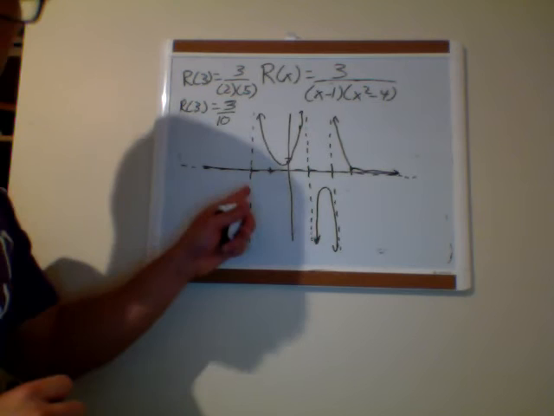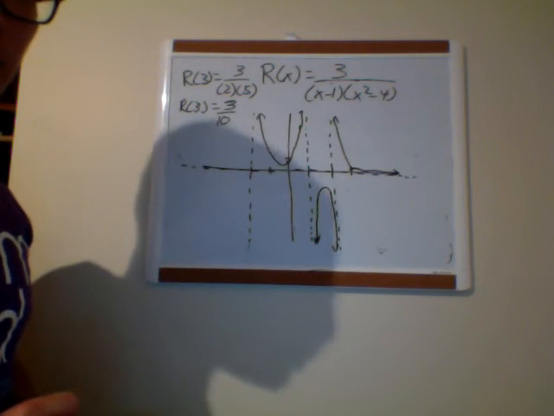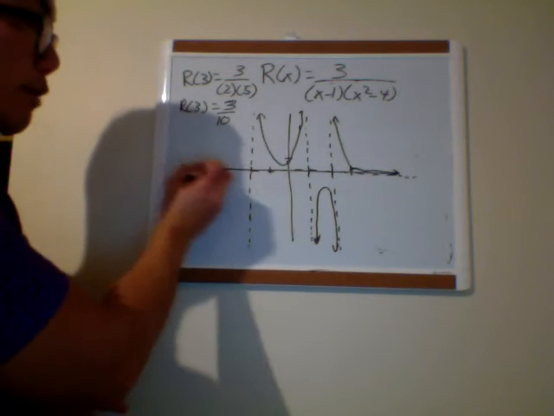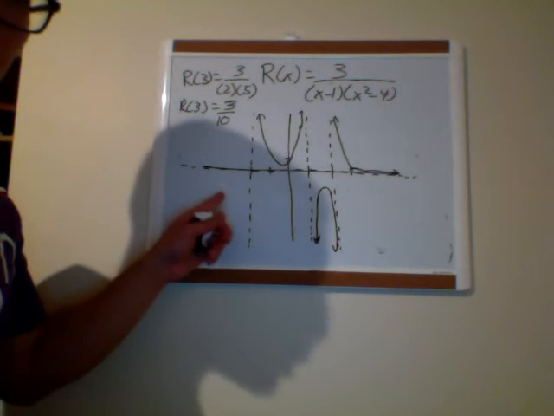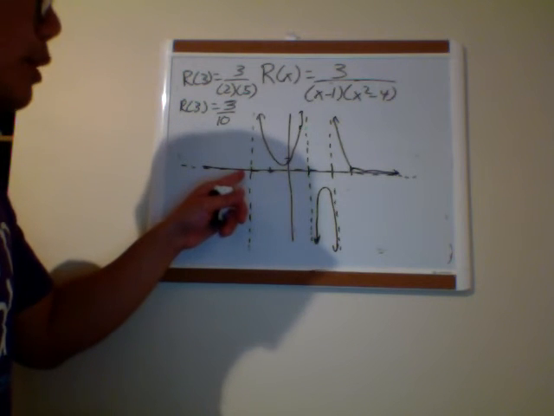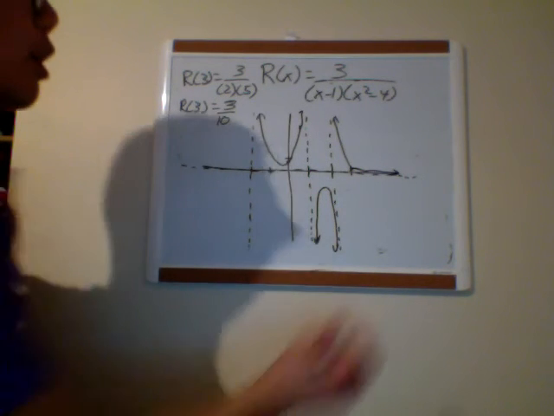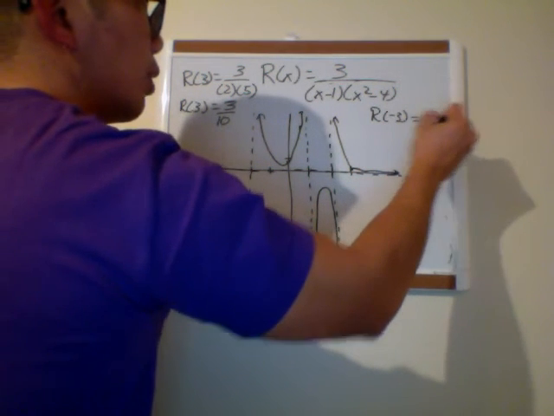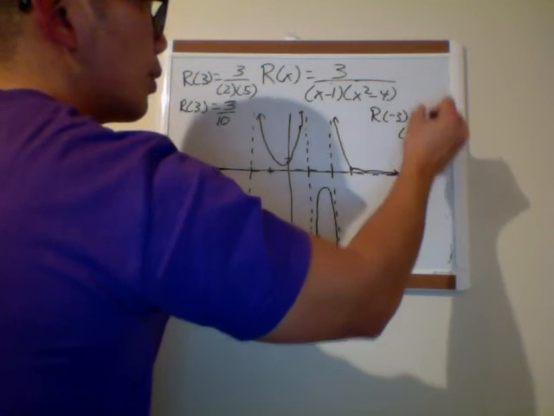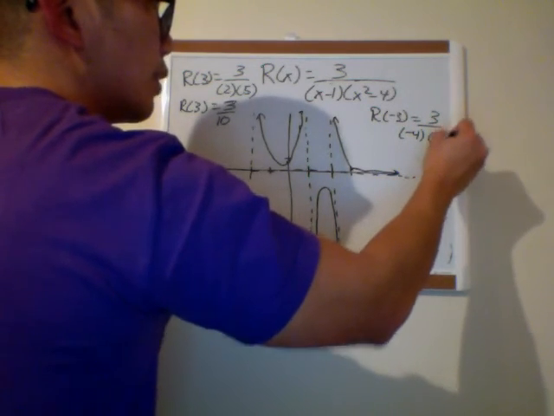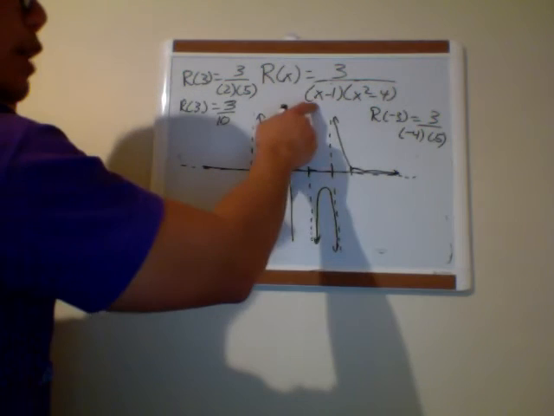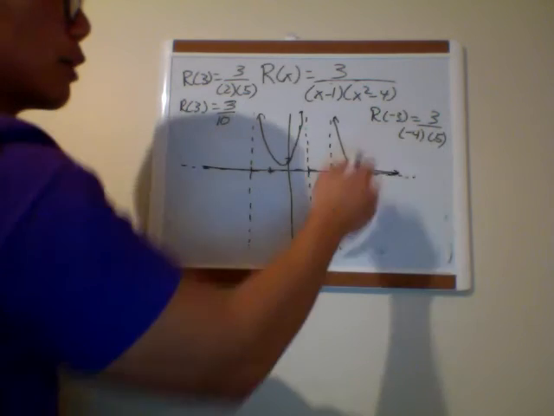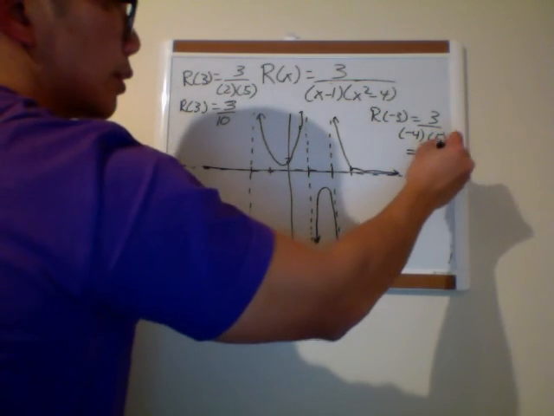Remember, it can't cross the horizontal asymptote. And then since this is an odd multiplicity, you could expect this graph to go this way. And you could actually double check your work by plugging in a point right here. If I plugged in r of -3, I would get 3 over -4 times 5, right? Negative 3 minus 1 is negative 4. Negative 3 squared is 9. 9 minus 4 is 5. So I get 3 over negative 20, or negative 3 over 20.